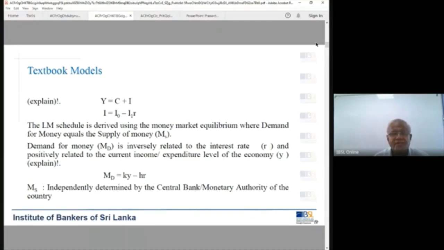The LM schedule is derived using the money market equilibrium, where demand for money equals the supply of money. Now the LM curve; we'll come to its derivation. The LM curve represents the money market equilibrium. Money market equilibrium means bond market equilibrium, right? Demand for money equals supply of money.